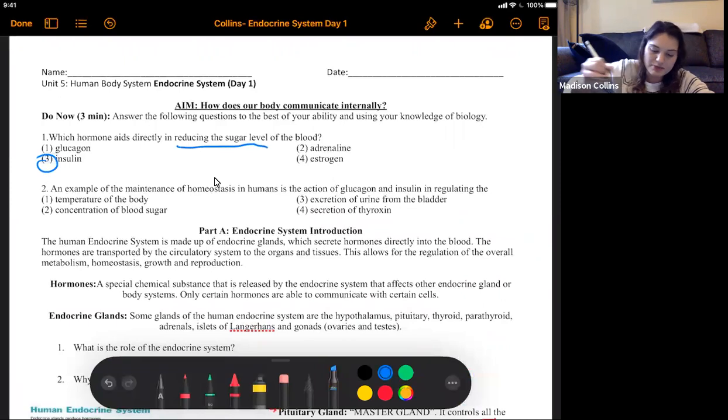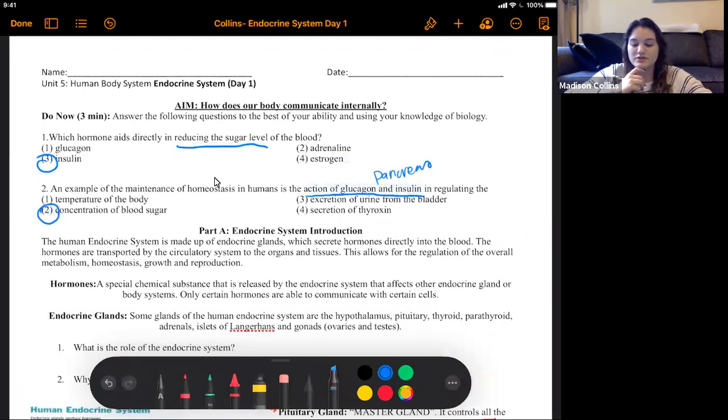All right, and number 2, an example of the maintenance of homeostasis in humans is the action of glucagon and insulin in regulating the what? Well, we saw that insulin and glucagon, again, have to do with the pancreas, and those are both involved with regulating the concentration of blood sugar. So the answer there was 2.